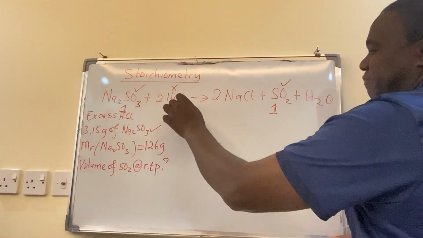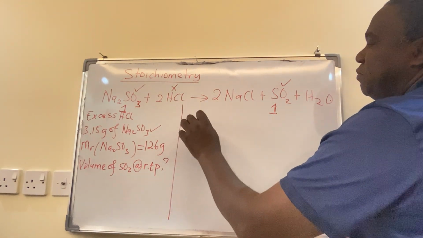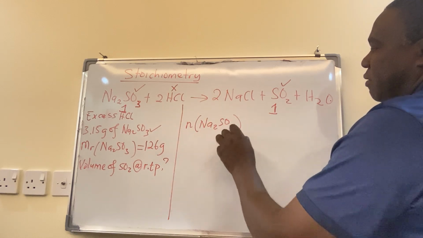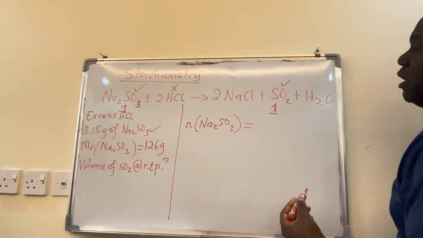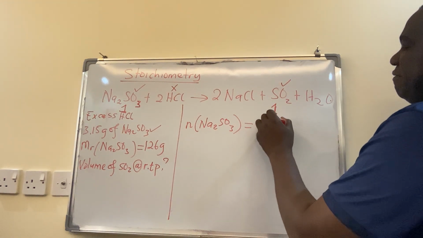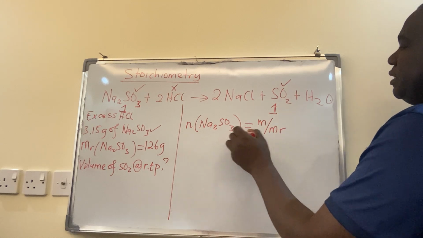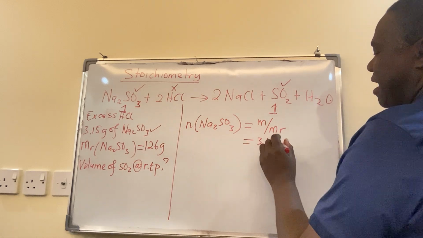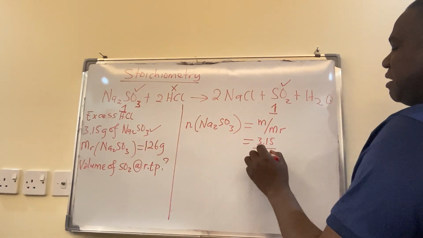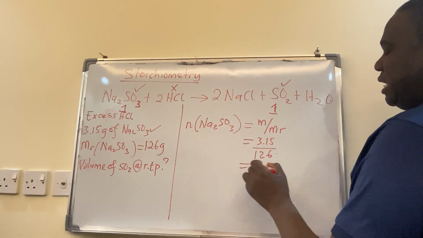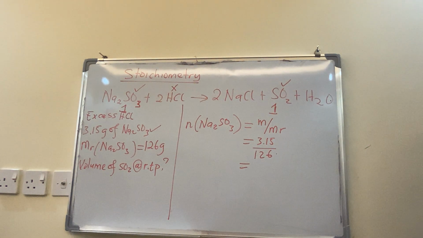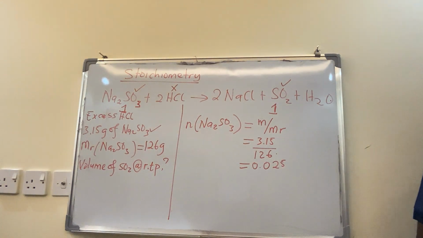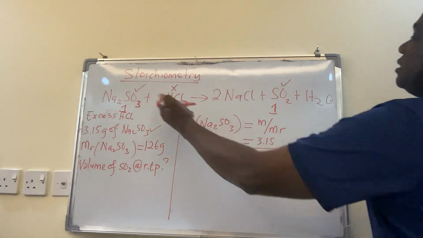So what we need to find out first is the number of moles of sodium sulfite. For the number of moles, we are going to use this formula: mass given over the Mr for sodium sulfite. The mass given for sodium sulfite is 3.15. The Mr for sodium sulfite is 126. And then we find the number of moles there. If we do our calculations, we are going to get 0.025 moles of sodium sulfite.